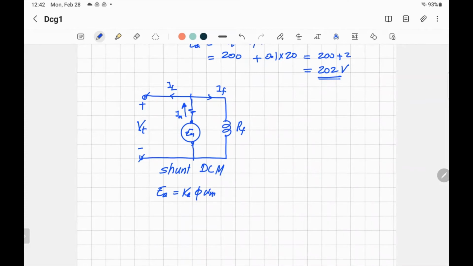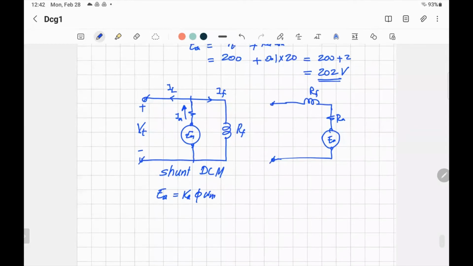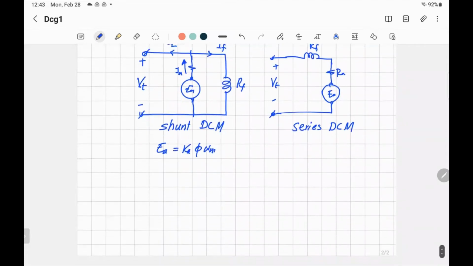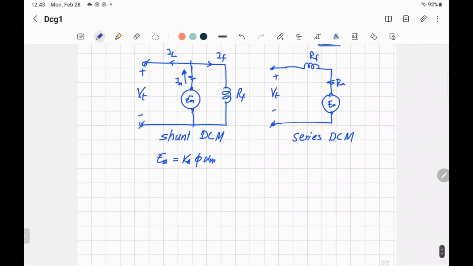Another connection you might find is this. You have the EMF, the resistance of the armature, and you might connect the field in series. They call this a series excited DC machine, generator or motor. You can also split the field into two groups, one connected in series and one connected in parallel, and they call it a compound connection, a compound DC machine.